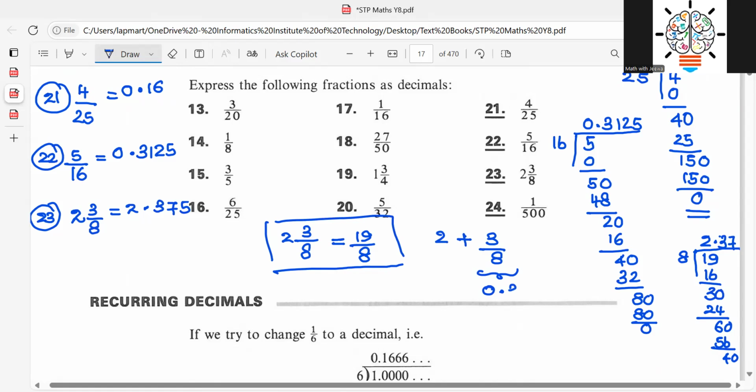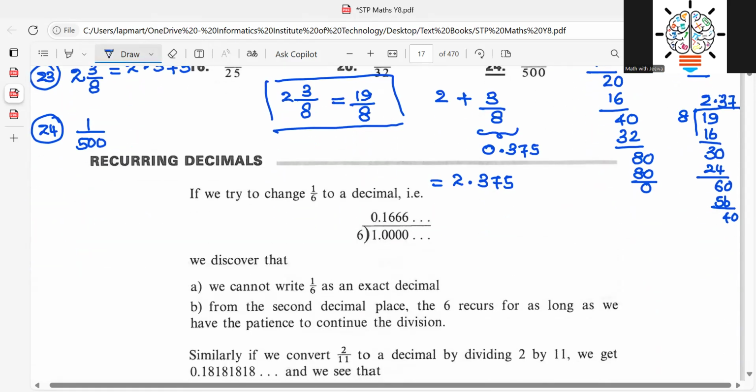Here it is 0.375, and 2 plus 0.375 is 2.375, like this. And question number 24, you have 1 over 500, right? So how are we going to do it? I'll move to this one.